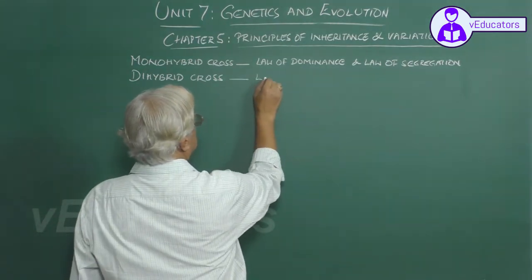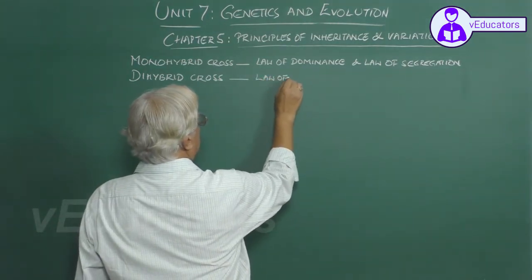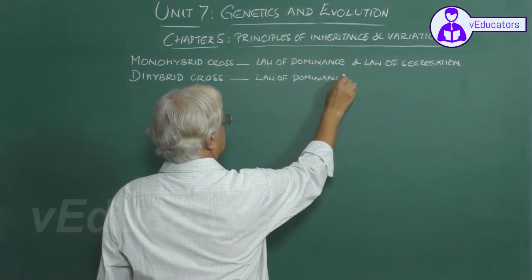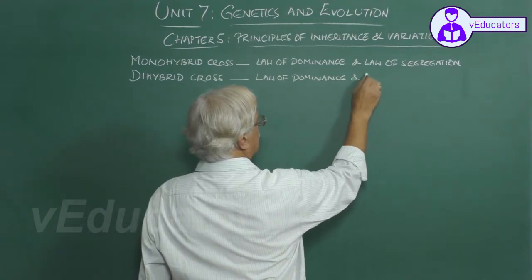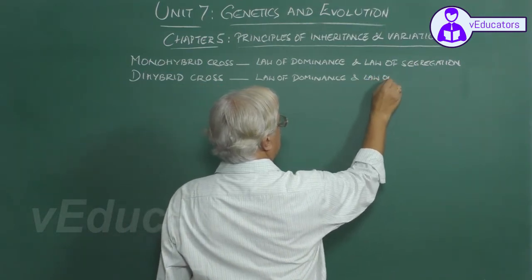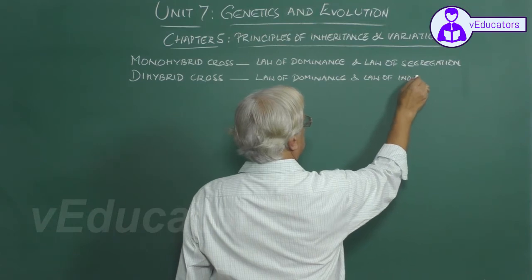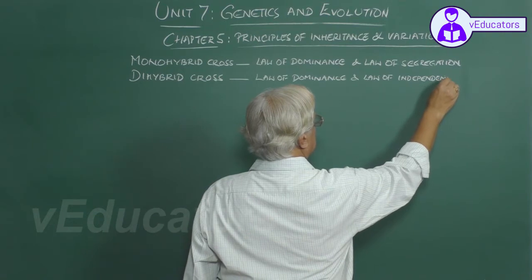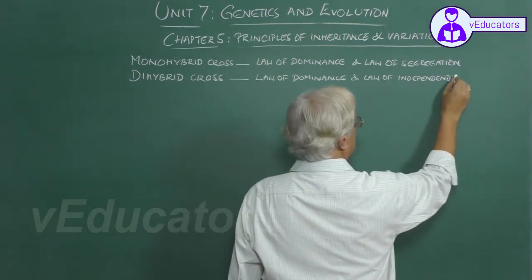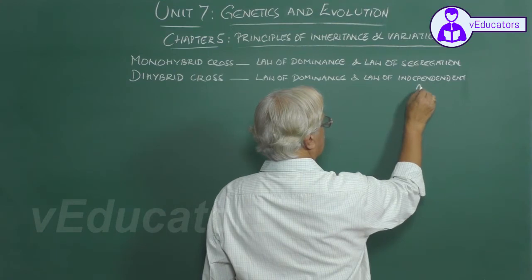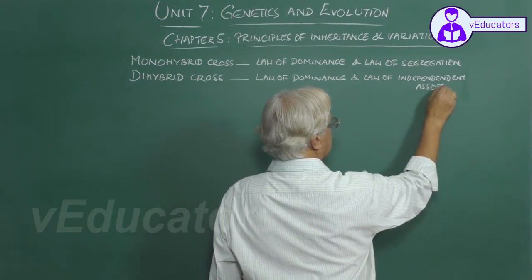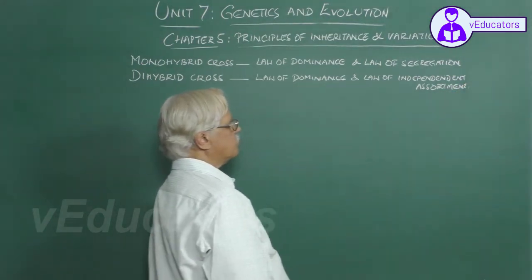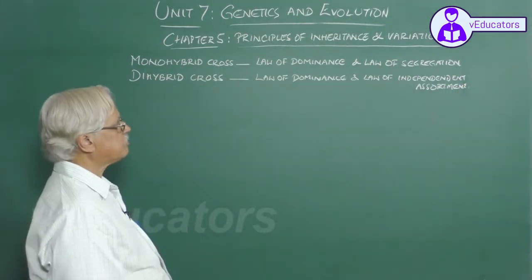For a dihybrid cross, law of dominance and law of independent assortment apply. So, we have seen all these with suitable examples.